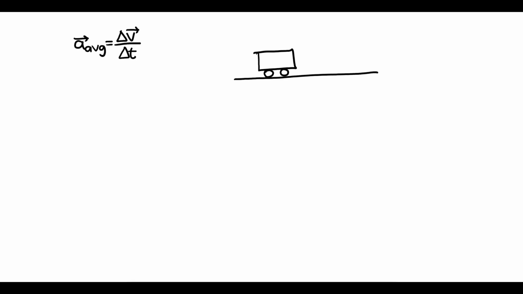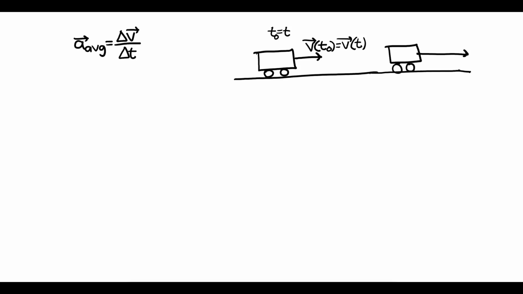We have our car, and at time t naught equals t, you are moving at a velocity v of t naught equals v of t. Okay, so that is your initial velocity. Now your velocity ends up changing, and it doesn't matter if it increases or decreases because we're using vector notation, so it will automatically be described mathematically.